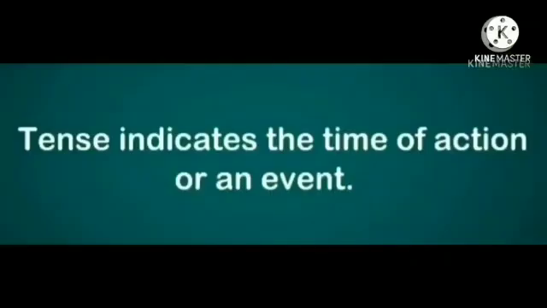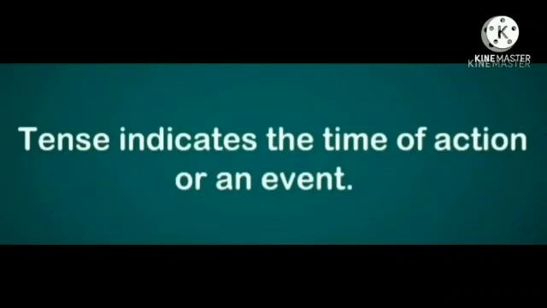What exactly is a tense? Tense is a form of verb that indicates the time of an action or an event. Or, tense tells us when the action takes place. Okay? I repeat, tenses indicate the time of an action or an event.